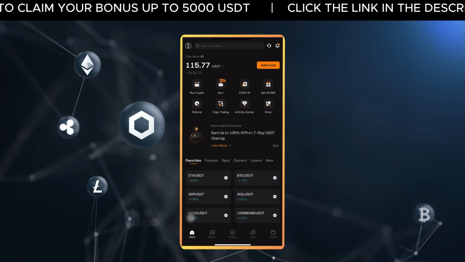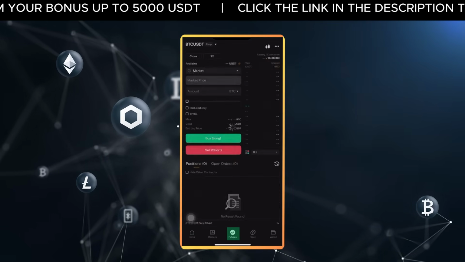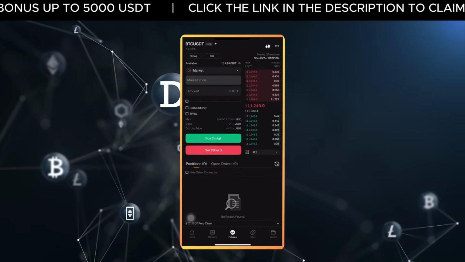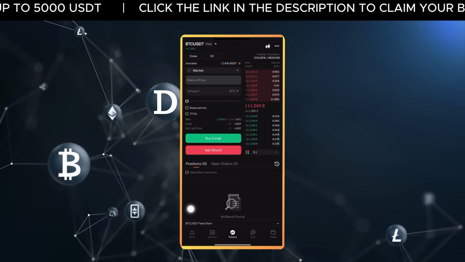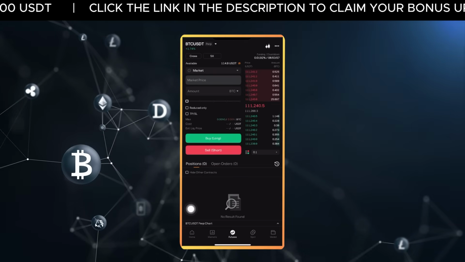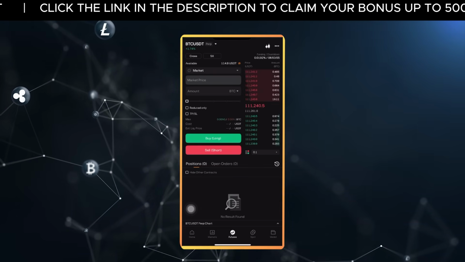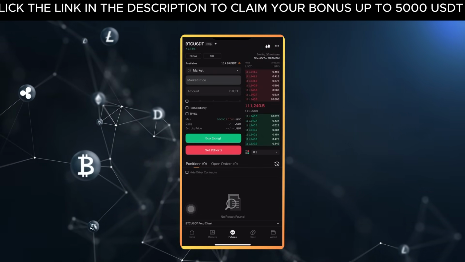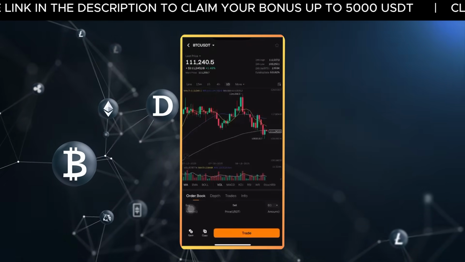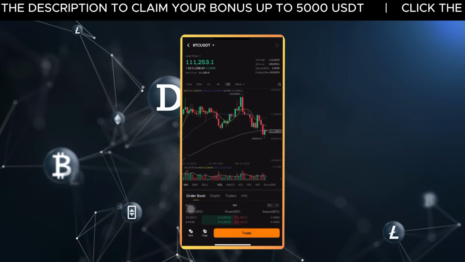From the bottom navigation, tap futures. This brings you into the futures trading screen. Here you'll see a familiar interface that looks a lot like spot trading. At the right top, you'll find a candlestick icon. Click on that. Now you see the chart on your screen.